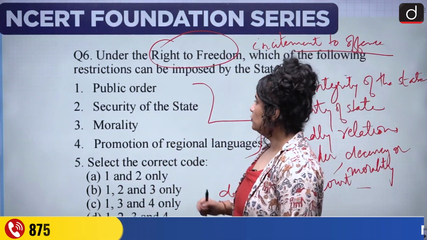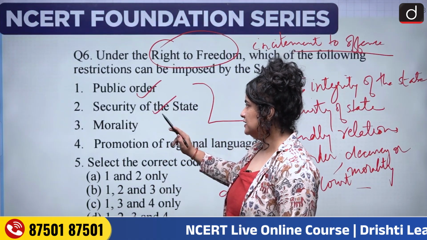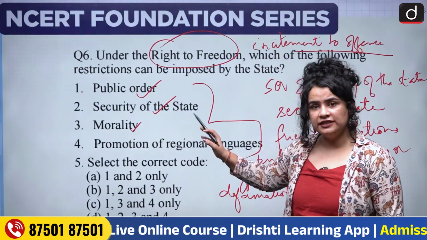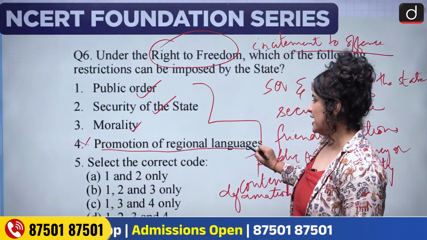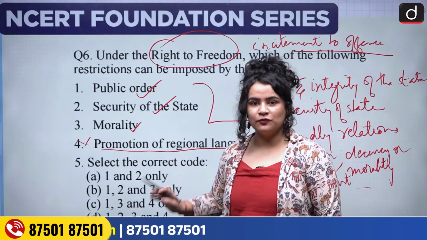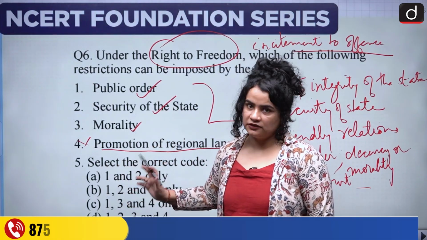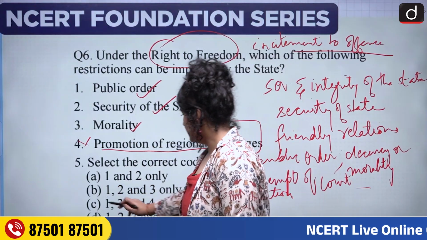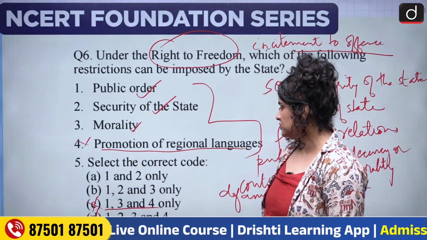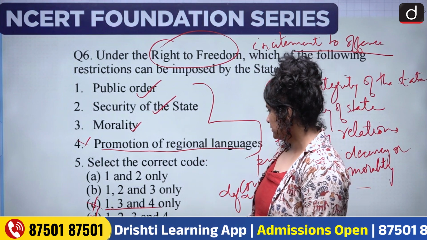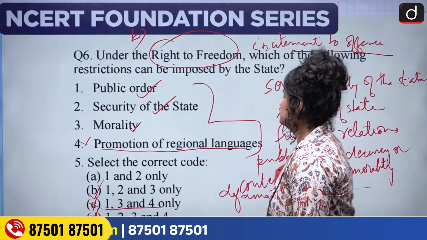All right? So from here, we can say public order is a part of the restriction, morality is a part of the restriction, security of the state is also a part of the restriction, but we have not discussed promotion of regional languages. No, this is not one of the reasons why your freedom would be curtailed or reasonably restricted. All right? So, right off the bat, all options containing the fourth statement are eliminated, and we have again option B as your right answer.